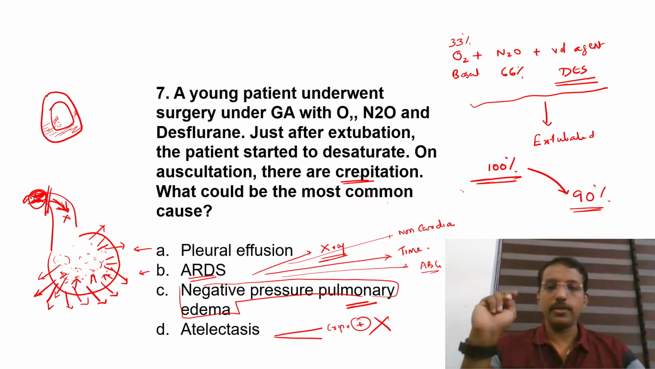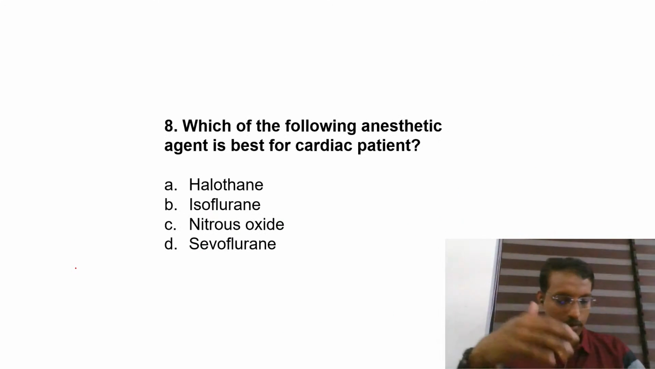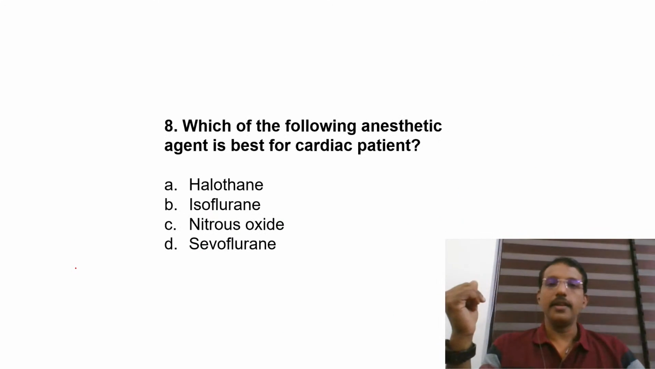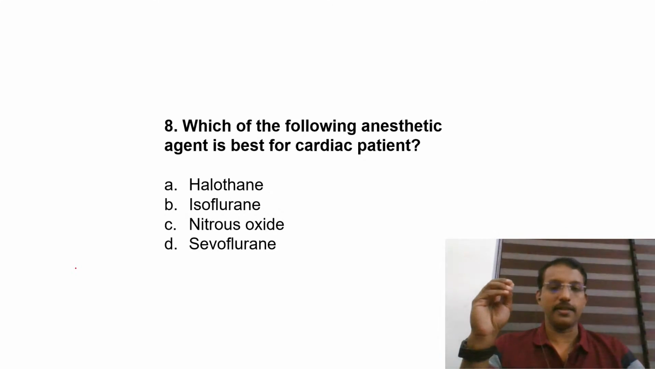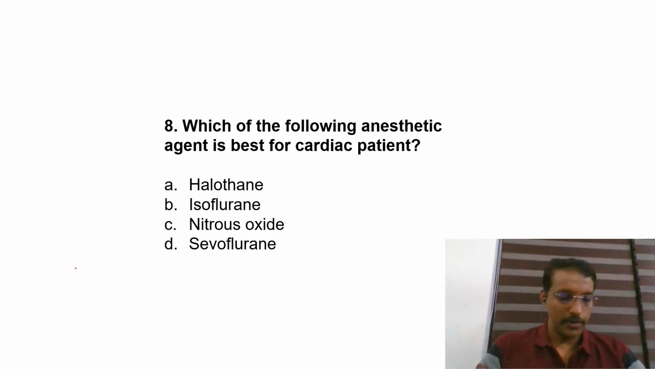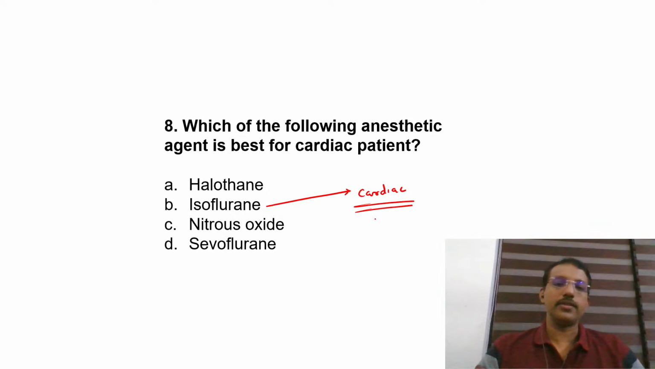Okay. So that's the answer. Very good. I'm happy that most of you have got through that. Now, which of the following anesthetic agents is best for cardiac? Very easy question. Is there any takers for that? It's very easy. We will go very fast on that. So, whenever you see a cardiac patient for anesthesia and volatile agent, it is always isoflurane.